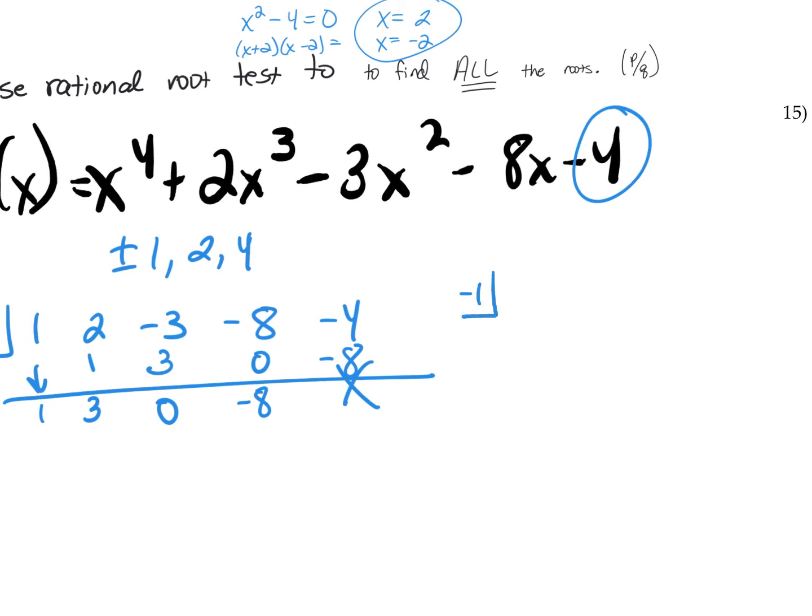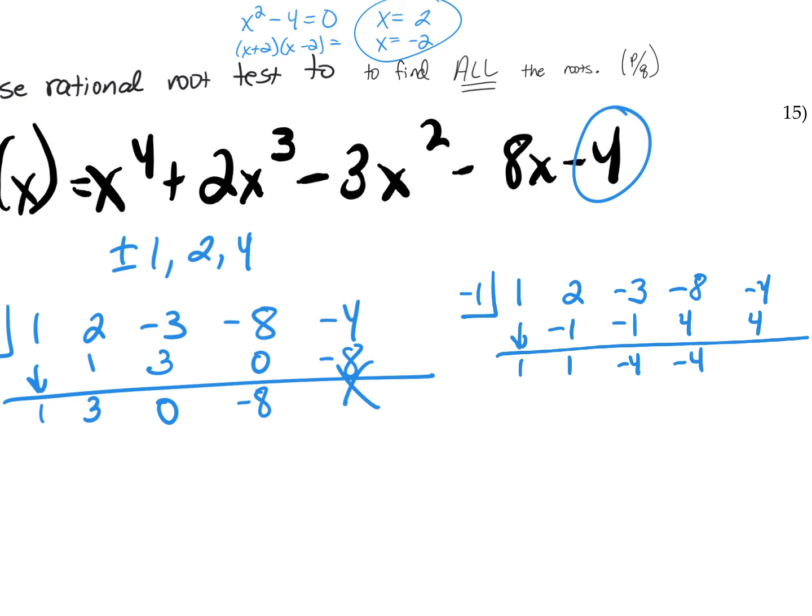So negative 1: 1, 2, negative 3, negative 8, negative 4. Bring down your 1. 1 times negative 1. And then 2 and negative 1 gives me 1, right? 1 times negative 1. Negative 3, negative 1. Negative 4, negative 1. Negative 8 and 4. Negative 4 times negative 1. Negative 4 and 4. 0.